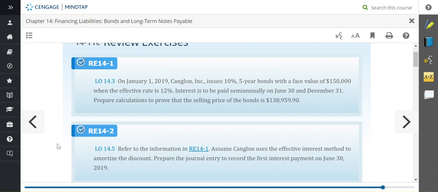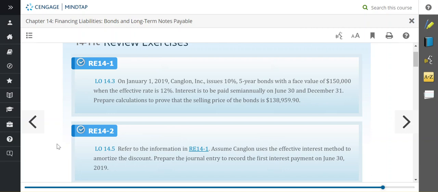In this example video, we're going to be looking at review exercises 14-1 and 14-2. It tells us that on January 1st, our company issues a 10% 5-year bond with a face value of $150,000 and an effective interest rate of 12%. Interest is to be paid semi-annually on June 30th and December 31st.